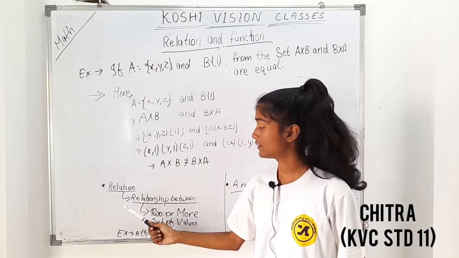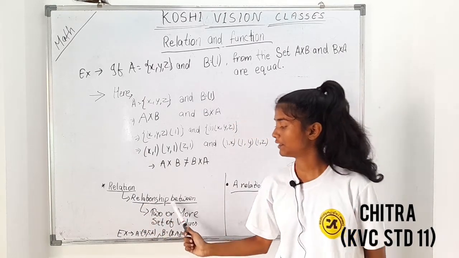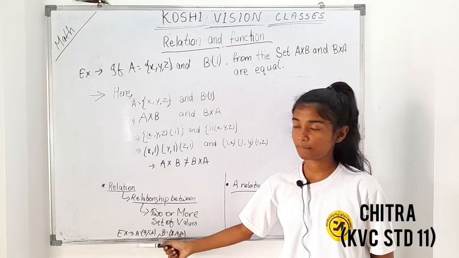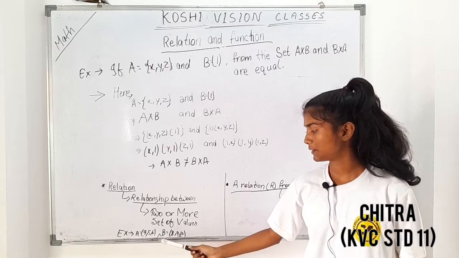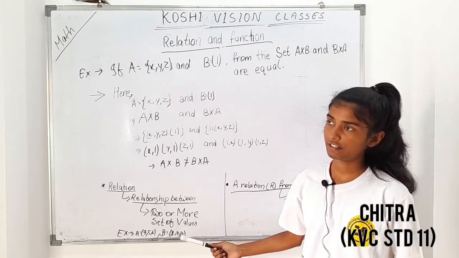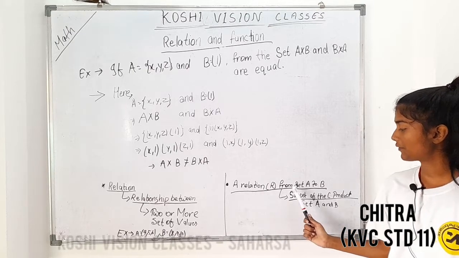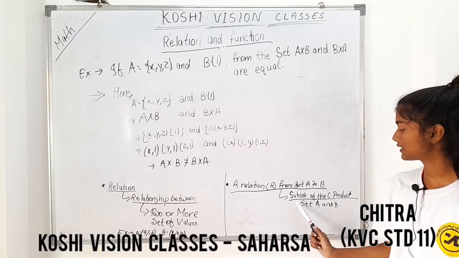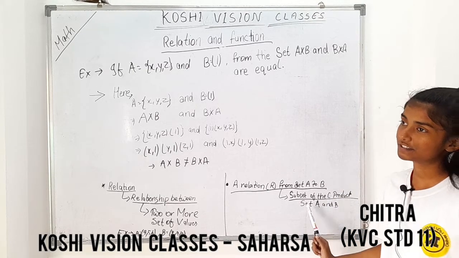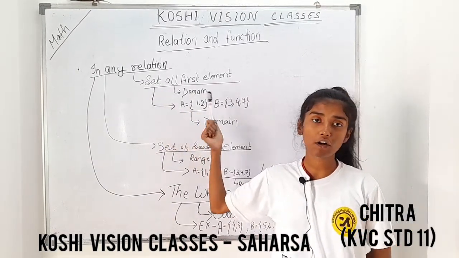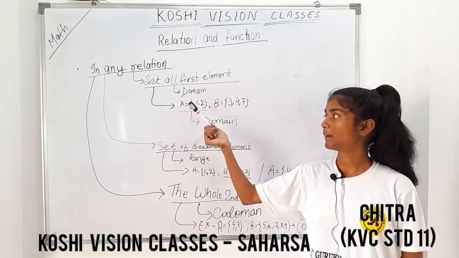This is relation. Relation is a relationship between two or more sets of values. Example, A equal to {4, 5, 6} and B equal to {8, 9, 10}. A relation R from set A to B is a subset of the Cartesian product of sets A and B. In any relation, the set of all first elements is known as the domain.